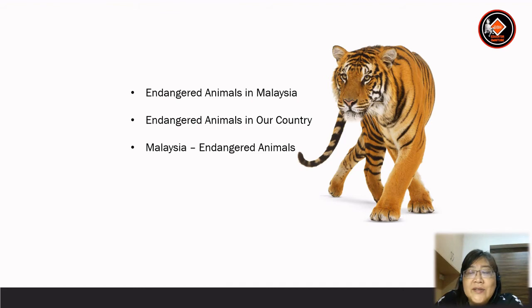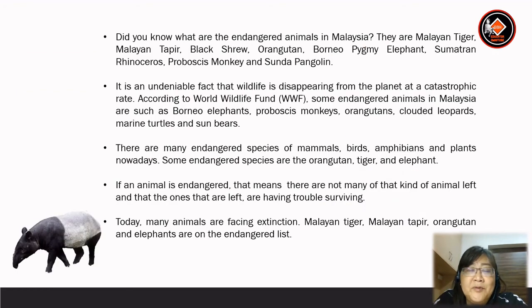Dear students, let's look at, first of all, the title. So you can write endangered animals in Malaysia, endangered animals in our country, or Malaysia endangered animals. Dear pupils, let's look at paragraph 1. So this is the introduction. There are a few examples here. Did you know what are the endangered species or animals in Malaysia? They are Malayan tiger, Malayan tapir, black shrew, orangutan, Borneo pygmy elephant, Sumatran rhinoceros, proboscis monkey and Sunda pangolin.